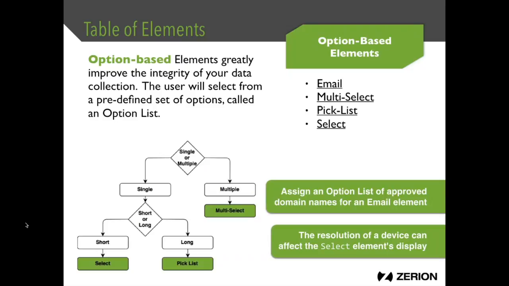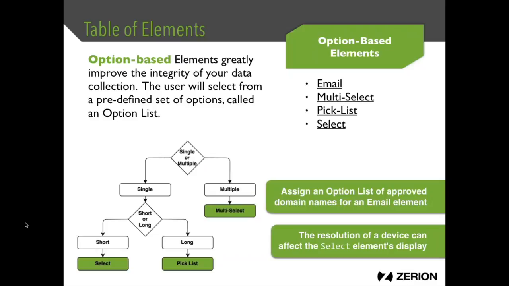Now, from your list of options, if you want the data collector to be able to select multiple options in the option list, then your decision is very easy. You're going to use a multi-select element. This is going to allow you to choose more than a single option in the list. You can still only choose one if you want. You can also choose none if that's going to fit your needs.